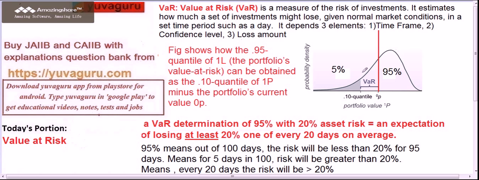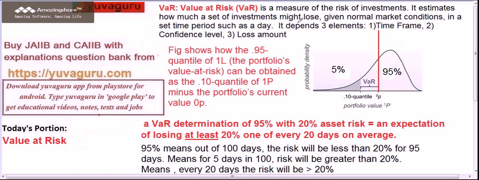Here this is a graph and this is a normal market condition, and the 5% which is given is the extraordinary condition. Means 95% of the times we won't lose more than X amount and 5% of the times we will be losing more than X amount. The same logic you can apply in normal distribution also. In my earlier videos on normal distribution you might have seen this. So it depends on three elements basically: time frame, confidence level and loss amount. When we solve the problem you will understand all these three terms.